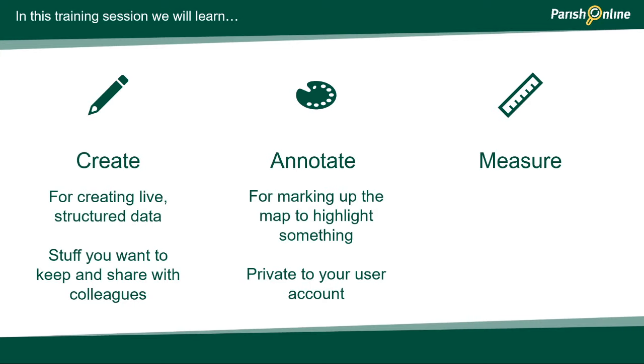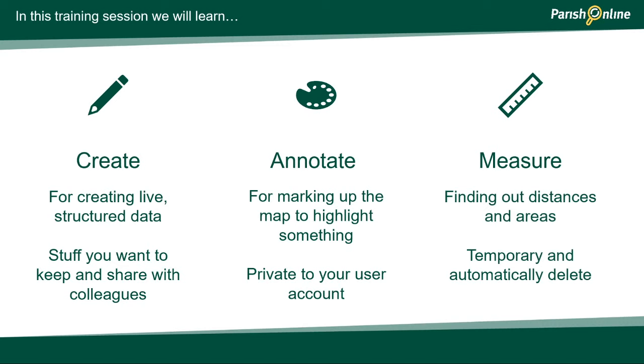The Annotate tool is private to your user account, so if you're sharing Parish Online with other users, that information won't be available to them. They won't be able to see that. That's only there for you. Whereas going back to the Create tool, those layers are available for you. And then the measuring tool is purely a temporary measuring tool within Parish Online, and this lets you find out distances and areas on the map. So you'd be able to draw a measurement, it would give you the measurement there, and then when you close the tool, it will delete.